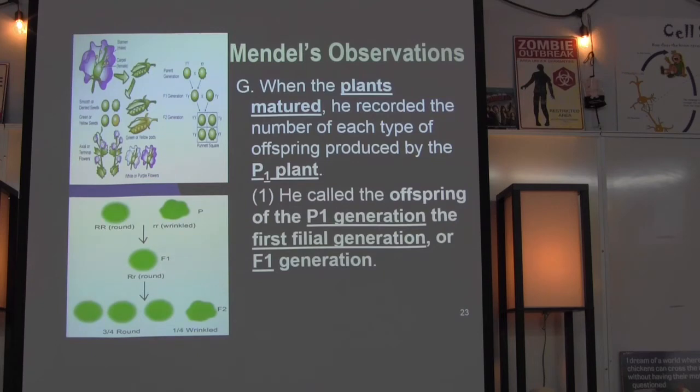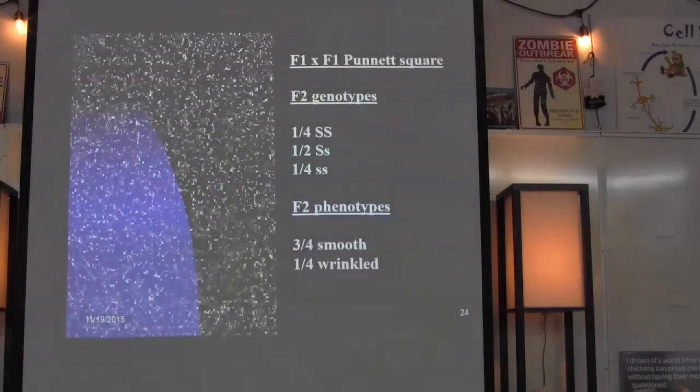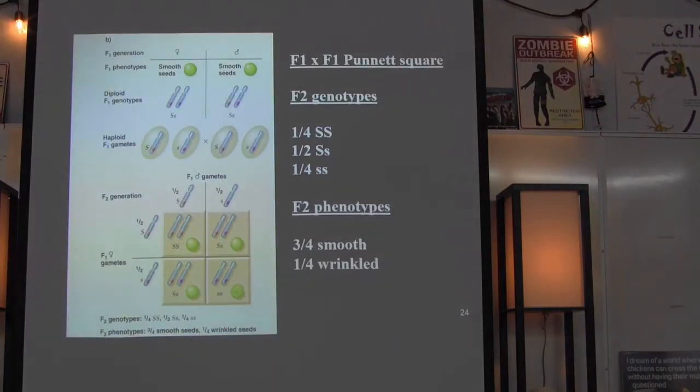And like I said, you did 1 trait at a time, and you'll see that when we do the Punnett square. That's a nice picture. Do you want us writing that?